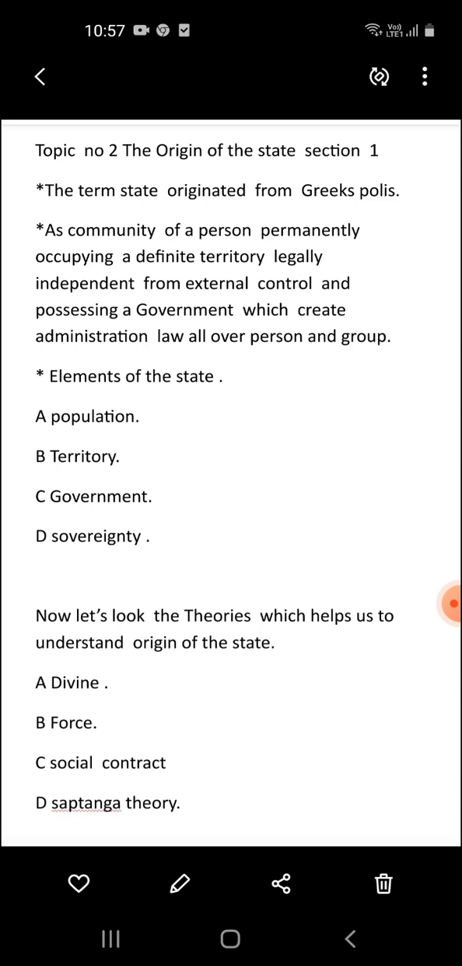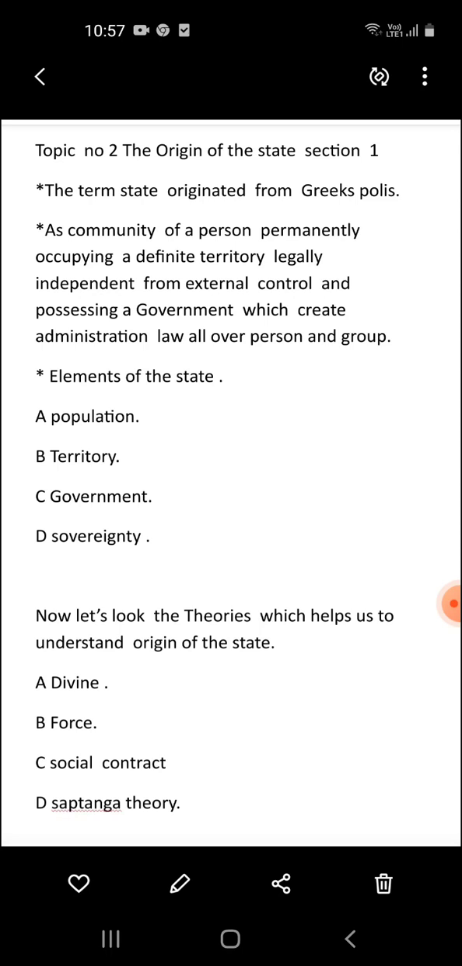Next comes force theory, according to which the state is the product of the force, where two different individuals, a group of strong and weak, always fight for power. Next, some socialists believe that state is a product of exploitation of labors by the capitalist.